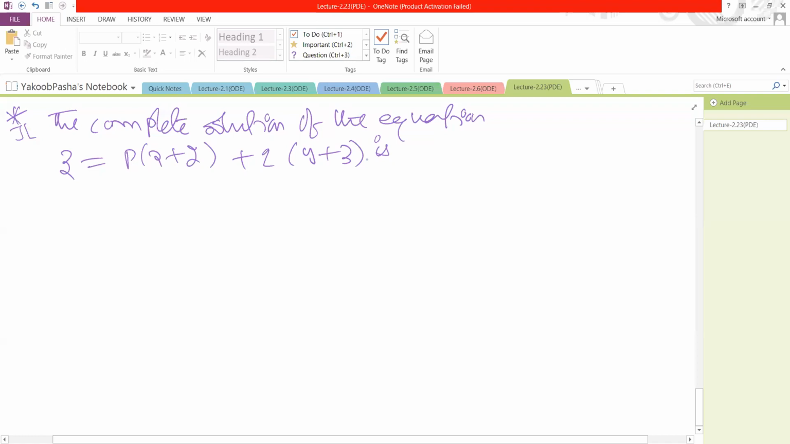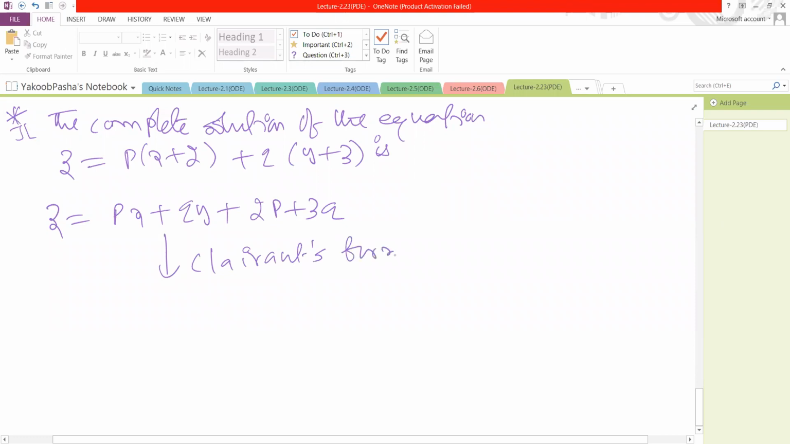Okay, direct question. So first I am writing this equation as Z equal to Px plus Qy plus 2P plus 3Q. You can observe it is in the form of Z equal to Px plus Qy plus F of P comma Q. So it is in Clairaut's form. Whenever it is in Clairaut's form, the general solution is Z equal to, just replace P by A and Q by B, Ax plus By plus 2A plus 3B.